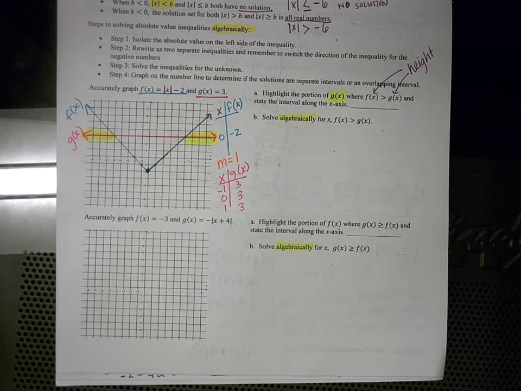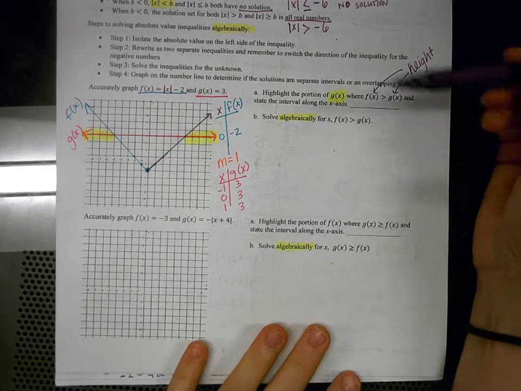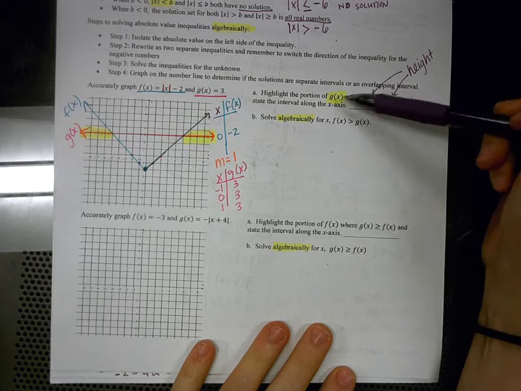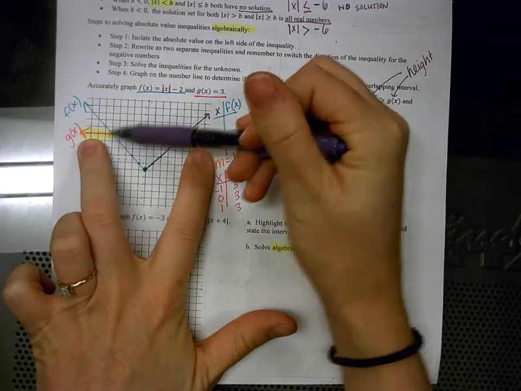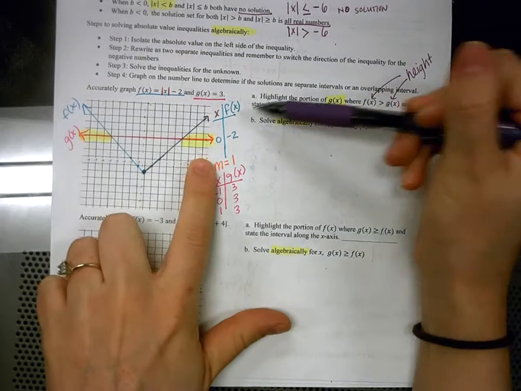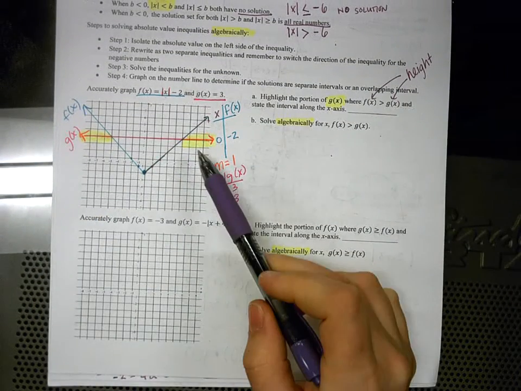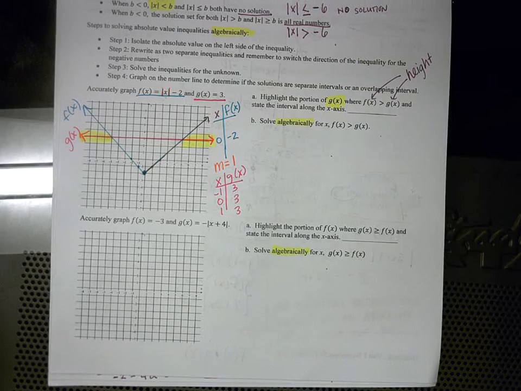You will have to highlight on your homework, so make sure that you're either borrowing a highlighter or you have a highlighter. Okay, so we highlighted the portion of g of x right there, where f of x is above basically g of x, and we're going to state the interval. So we want to know the interval along the x-axis for these highlighted portions.